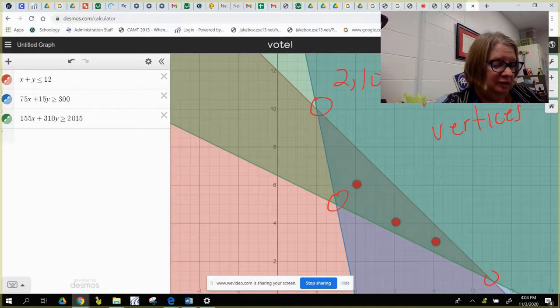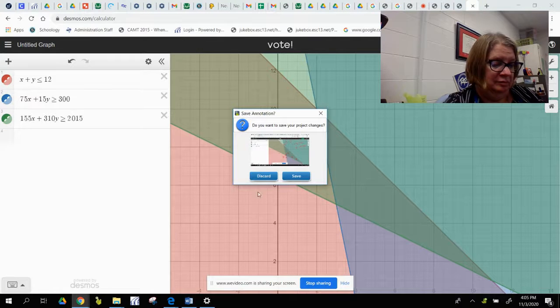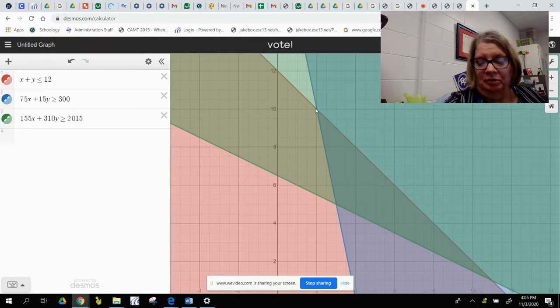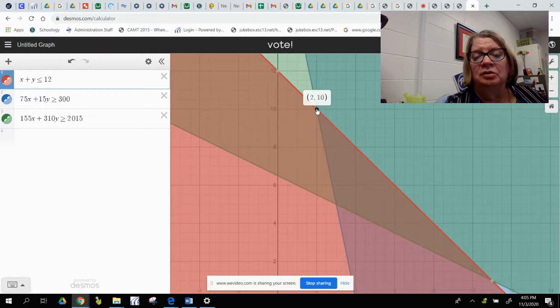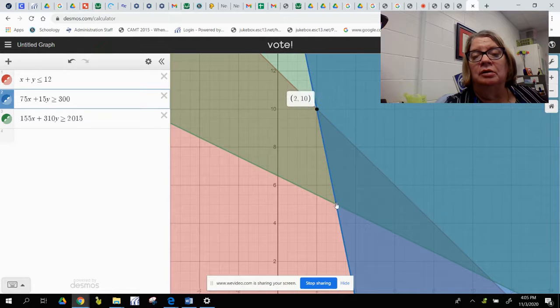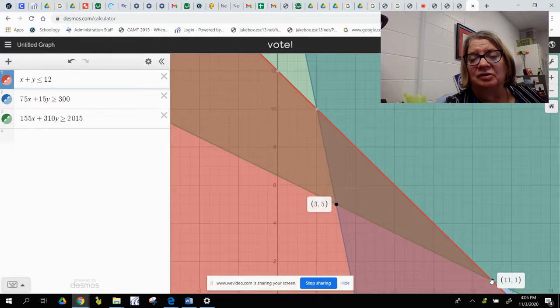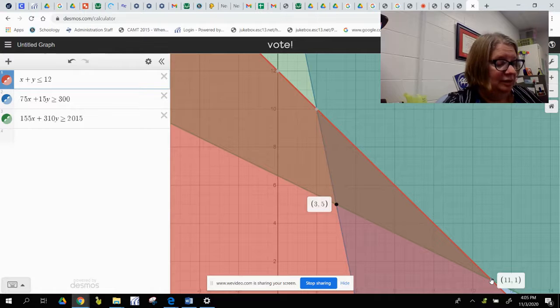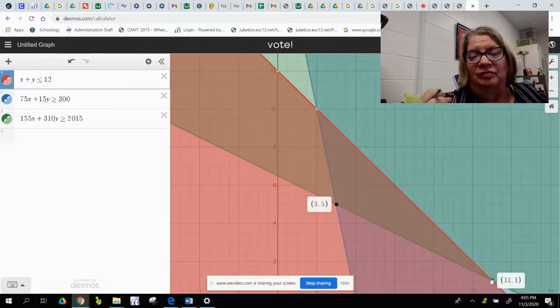We're going to use those vertices. So this one is 2, 10. That means 2 power bars and 10 mini meals. This one right here is 3, 5. Okay, I'll show you. You can do this with Desmos. You just click on that point. It'll show you that that's 2, 10. And you can click on this one and it shows you that it is 3, 5. And then you can click on this one and it shows you that that is 11, 1. So we can have 2 power bars and 10 mini meals, or 3 power bars and 5 mini meals, or 11 and 1. Those are the boundaries, or the vertices.